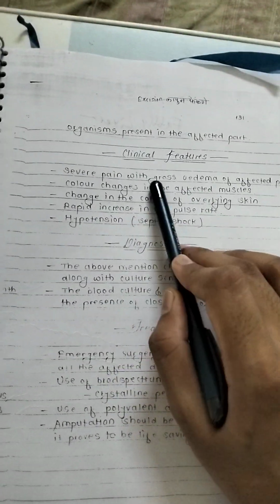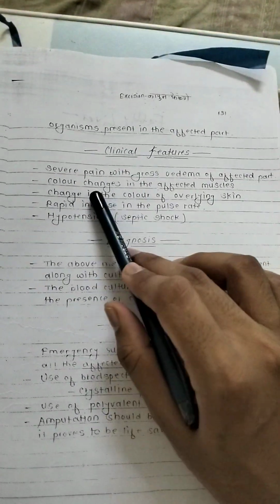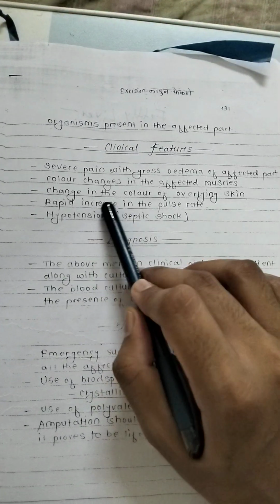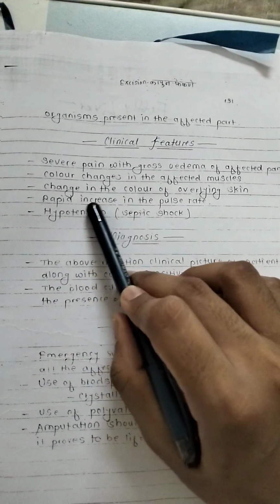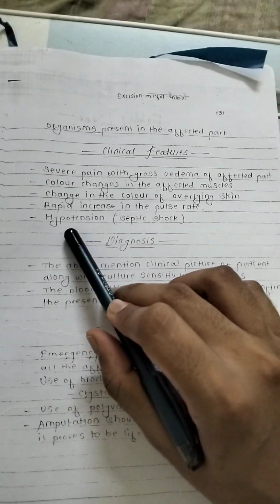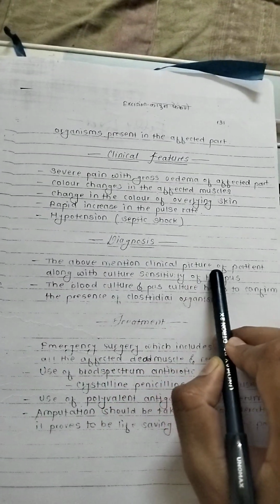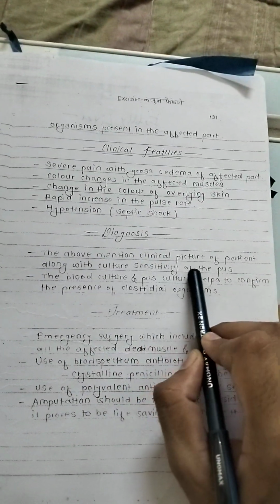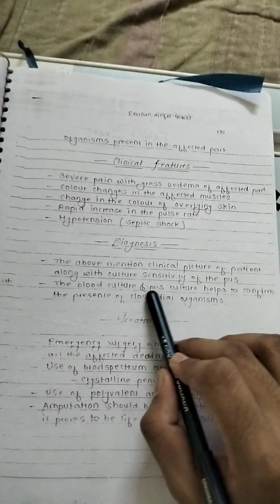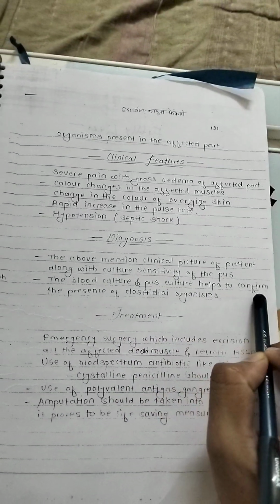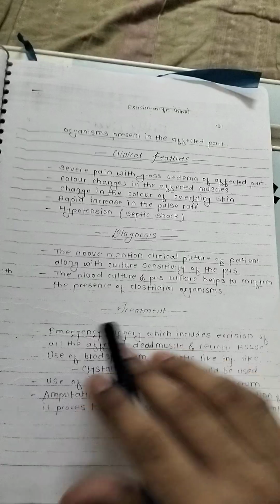Clinical features: severe pain with gross edema of the affected part, color change in the affected muscle, change in color of the overlying skin, rapid increase in the pulse rate, hypotension, septic shock. Diagnosis: the above mentioned clinical picture of the patient along with culture and sensitivity of the pus. The blood culture and pus culture help to confirm the presence of Clostridium organism.